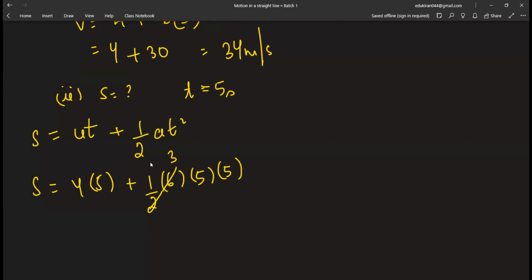So this becomes 3. So what do we have now? This is 5 into 4, this is 20. And this is 25 into 3, which is 75, right? So this is 95. Yes, this would be the answer for the second part.